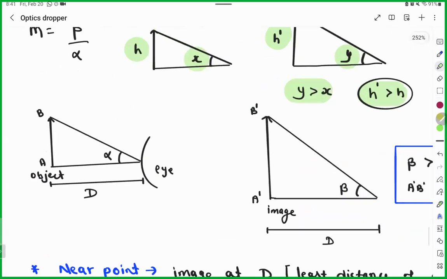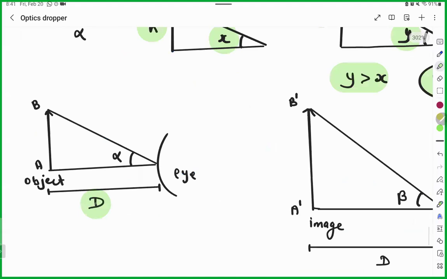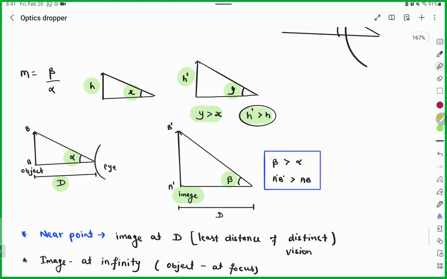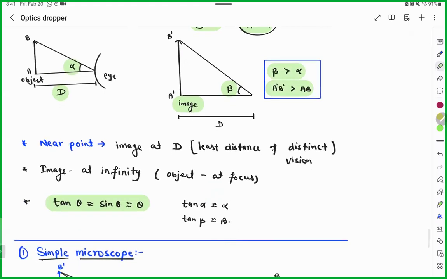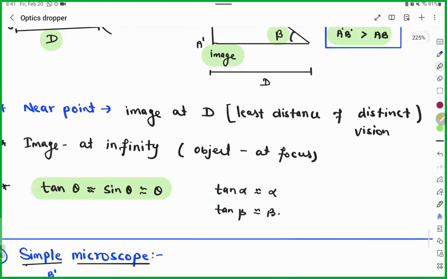Same thing here. Here you have the object, placed at this distance, and the angle is this. For the image you have angle beta. You know the image is bigger, so beta will also be greater. If the beta angle is more, your image will be bigger. We already did this: whenever we talk about theta, it is approximately equal to tan theta. Like tan alpha is approximately equal to alpha, or tan beta is approximately equal to beta.